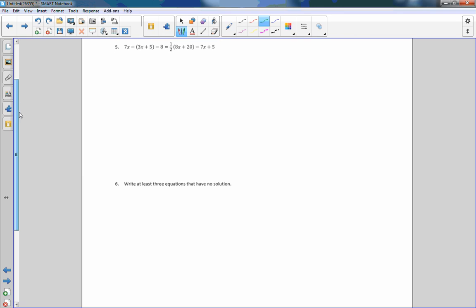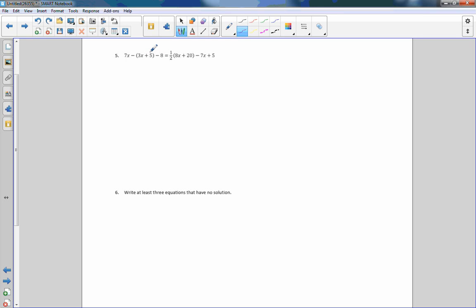Okay, number 5. Step 1, get rid of those parentheses by doing the distributive property. 7x is not in parentheses. Negative times a positive is negative. Negative times a positive is negative. Minus 8 is not in parentheses. Equals 1/2 times 8x is 4x. 1/2 times 20 is 10. These are no longer in parentheses, so I don't have to carry any further. Just bring down minus 7x plus 5.